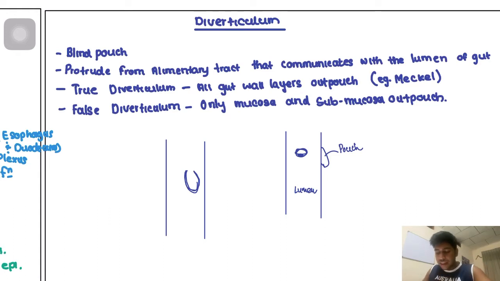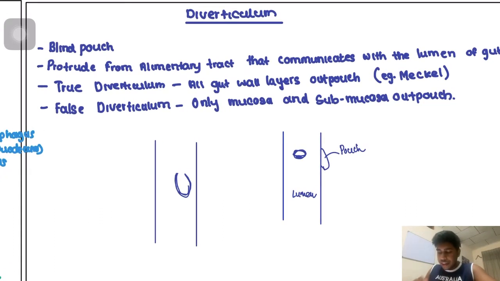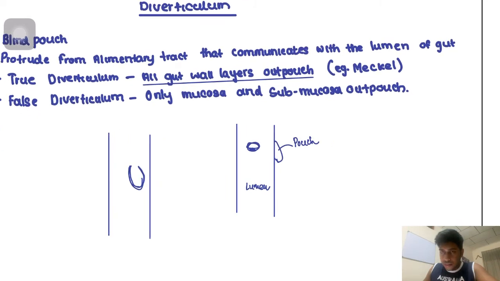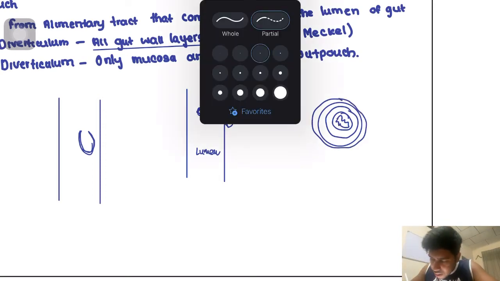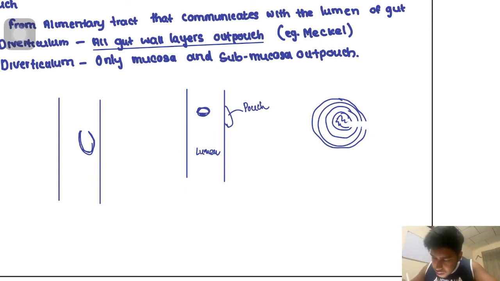There's two types of diverticulum. One is called true diverticulum, in which all gut wall layers out pouch. Okay. So what does that mean? So let me draw a cross section of the wall. So all the layers of the wall are going to be involved in forming this pouch. Okay. All the wall layers are going to be involved in this condition. Okay.